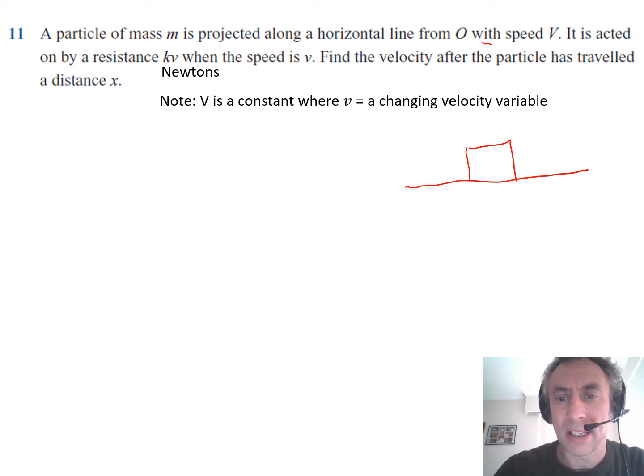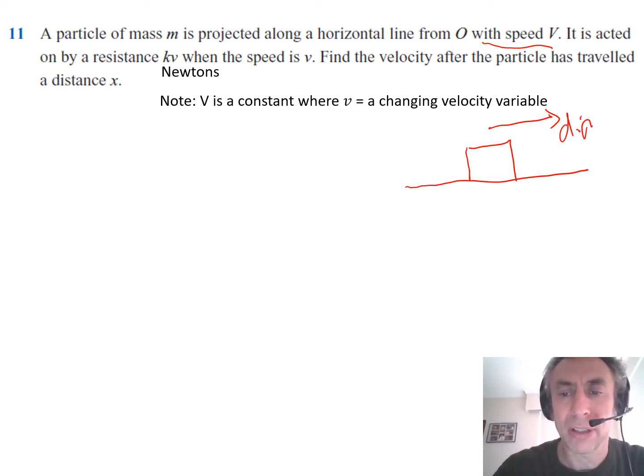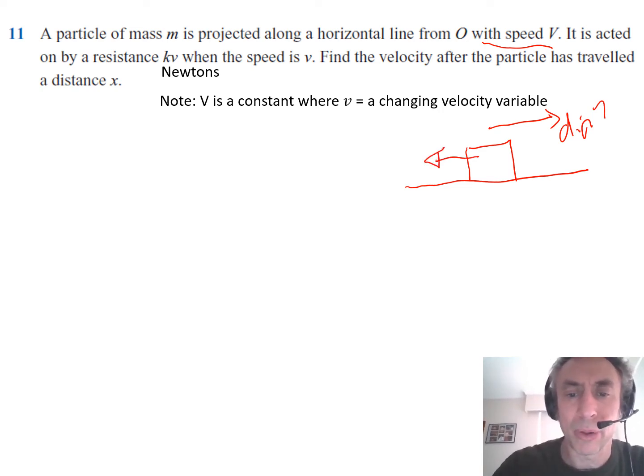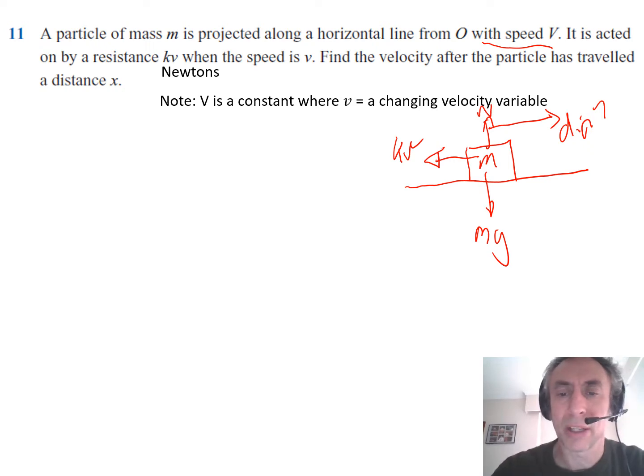Okay, so here's your object. It's been initially released with a speed of v in that particular direction, and there's no force enabling it to continue to move in that direction. So that's the direction of motion, but it's experiencing a resistive force proportional to its velocity or speed. That's what's going on, and of course its mass. So you've got your weight force, and being connected to a plane will have the normal as well. So they're all the forces. It's only three forces in play.